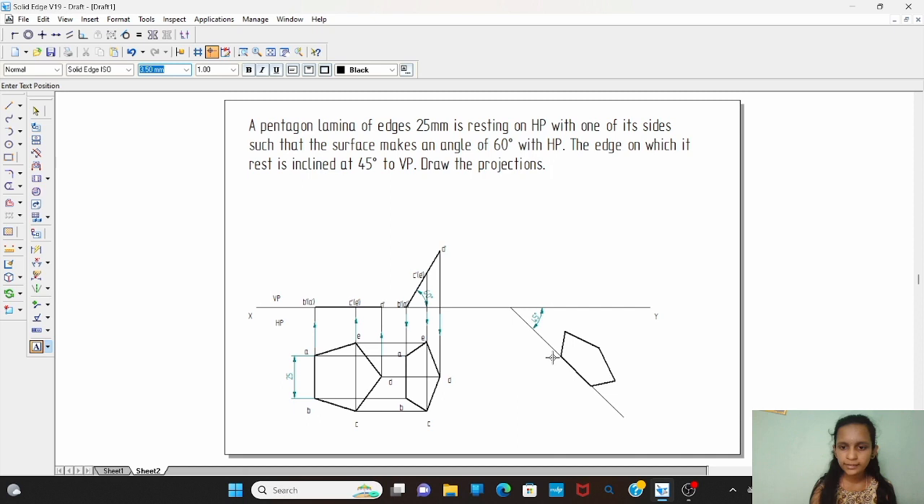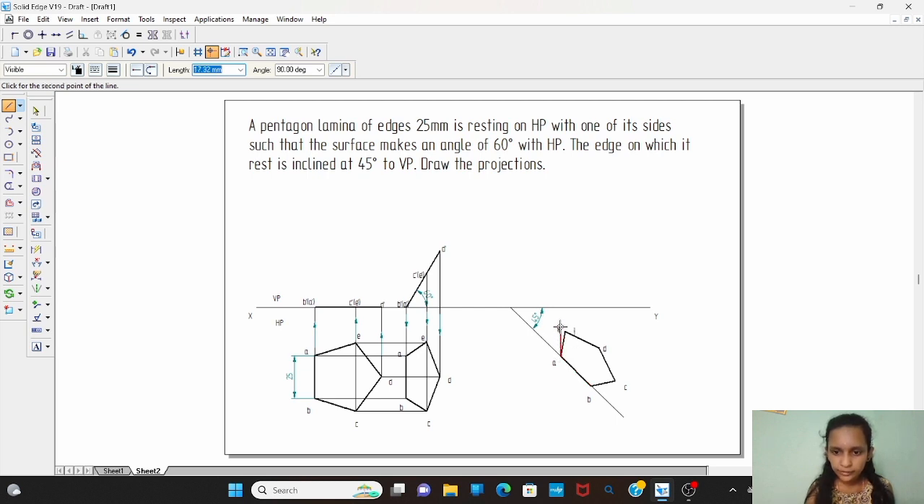Move to text option and name it as A corner, B, and E. Again move to line option and select the line of thickness 0.13 mm and extend all these lines. Point A is extended up to touches the A dash, as A dash and B dash both are lying on XY line. Point A and B both are extended up to touches XY line.